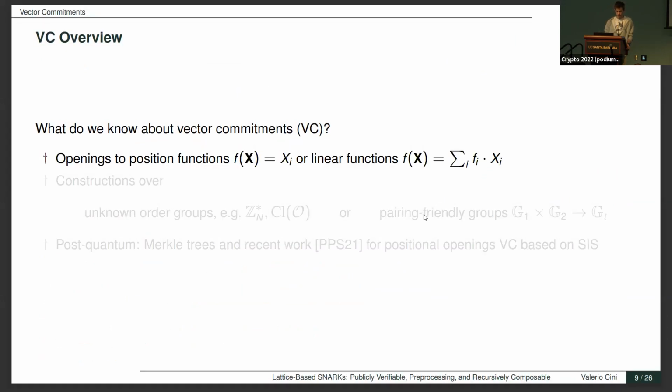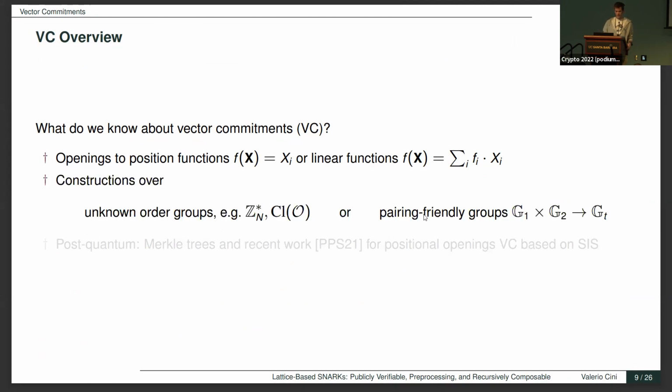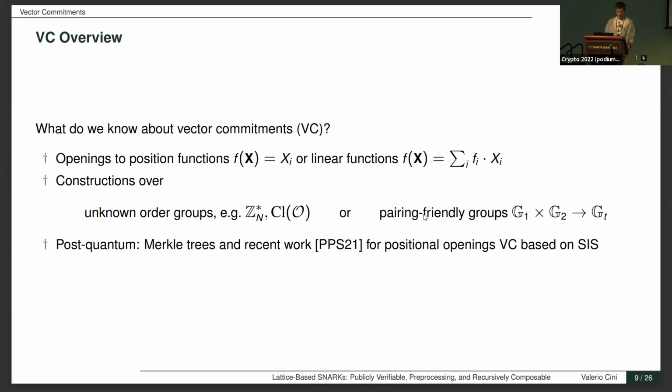There have been constructions supporting opening to positional functions, so functions where f of x equals one of the entries of x, and linear functions, so linear combinations of the entries of x. These constructions have been built from groups of unknown order and pairing groups, regarding the pre-quantum constructions. For post-quantum constructions, we have constructions from Merkle trees, and recently by Peikert et al., a vector commitment supporting positional openings from the hardness of SIS. However, these post-quantum constructions do not satisfy the compactness requirement that we stated before.